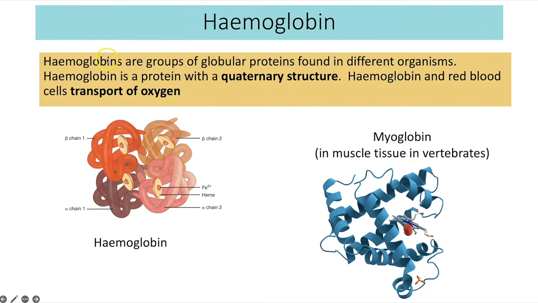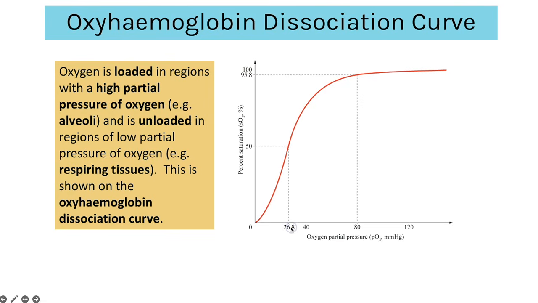Myoglobin isn't hemoglobin, but it is a protein that also has a heme group and it can transport oxygen. But there's only one polypeptide chain, and it's in the muscle tissue of vertebrates, and some other organisms also have myoglobin. It has a very, very high affinity for oxygen, even at very low partial pressures. And we're going to come back to that concept.